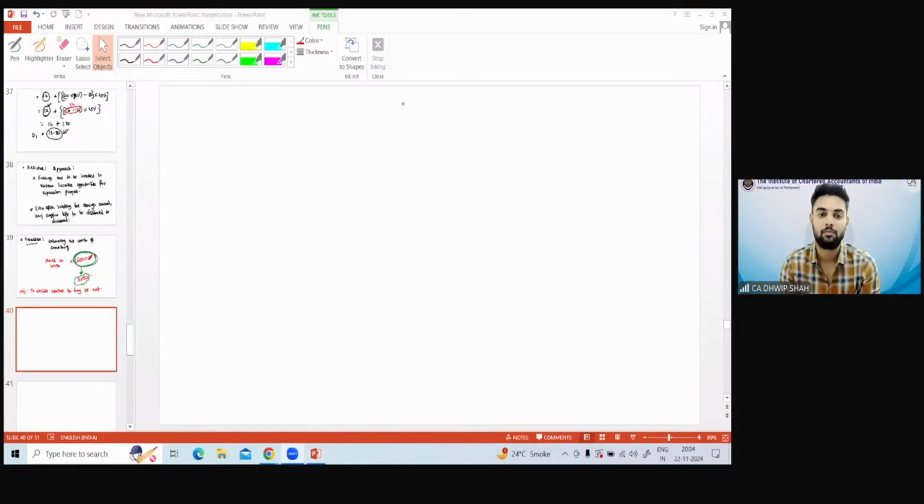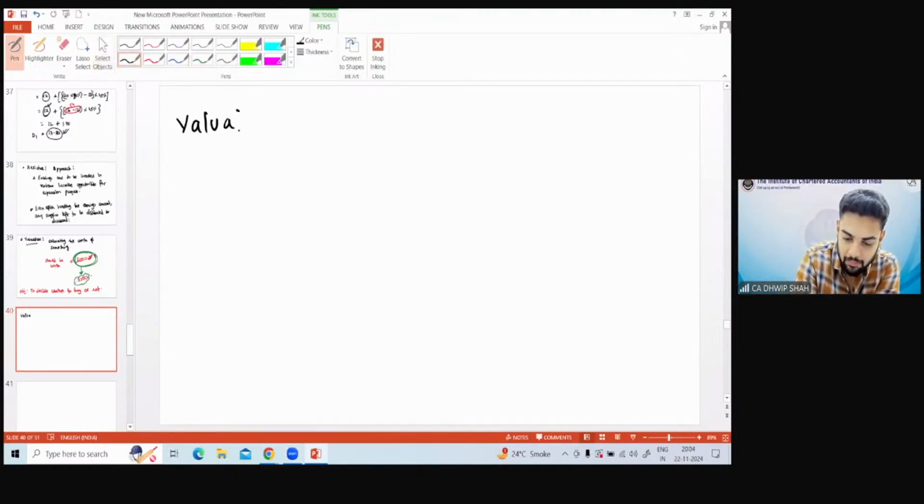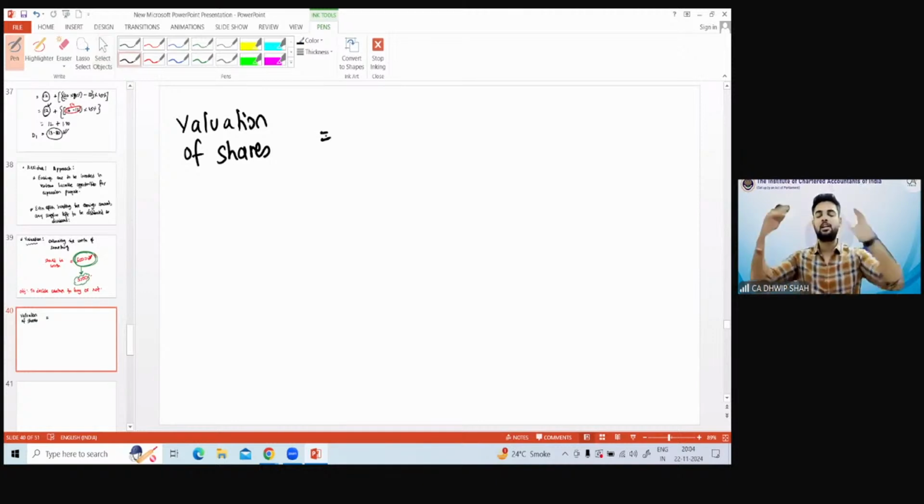So in FM, we are not going to buy shoes, we will buy shares. So the concept still remains the same. We will be valuing not shoes, but shares. And again, there are n number of models to value shares, to find the valuation of a share, or to calculate the value of shares.